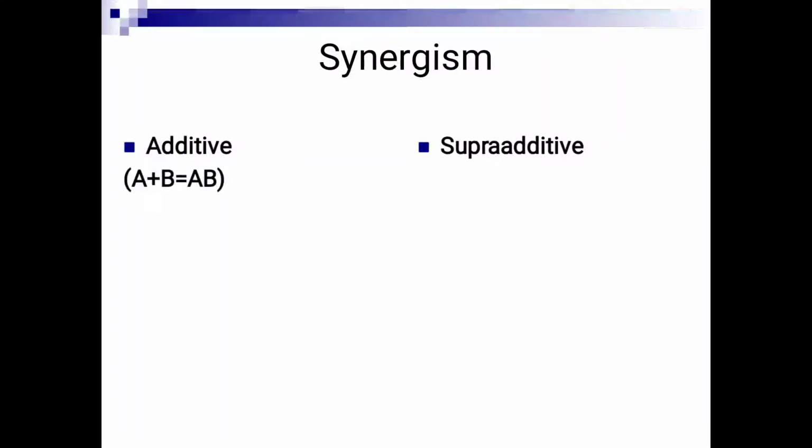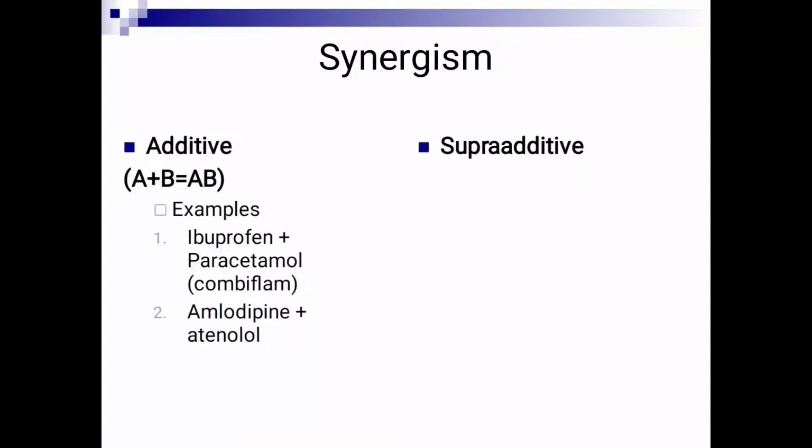In additive, if we combine drug A and drug B, then the effect is AB. So the individual effects of drug A and drug B are the same as the combination effect of drug A and B. Examples of additive drugs are ibuprofen and paracetamol, brand name Combiflam, or amlodipine and atenolol. If you give ibuprofen alone or propranolol alone, it produces the same effect as given in combination.